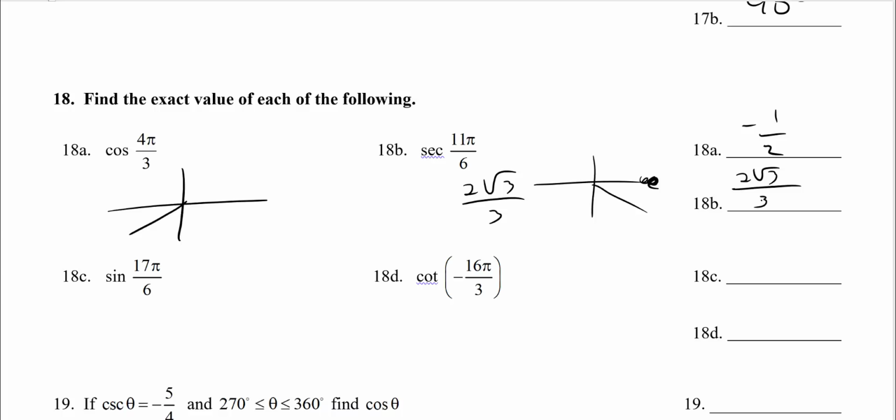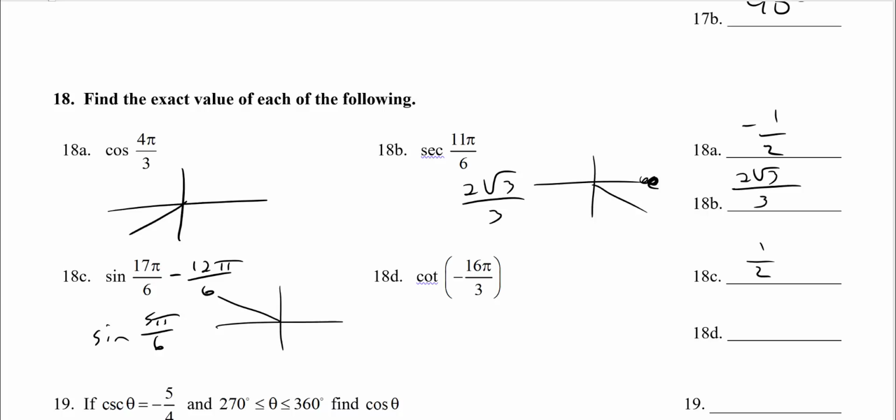Okay, 17 pi over 6, bigger than 2 pi, so we got to do coterminal. So you can subtract 12 pi over 6, and I get 5 pi over 6. So the sine of 5 pi over 6, so it's 30 degrees. Sine of 30 is 1/2, and so of course we're in this quadrant as well. So it is positive, so the answer is positive 1/2.